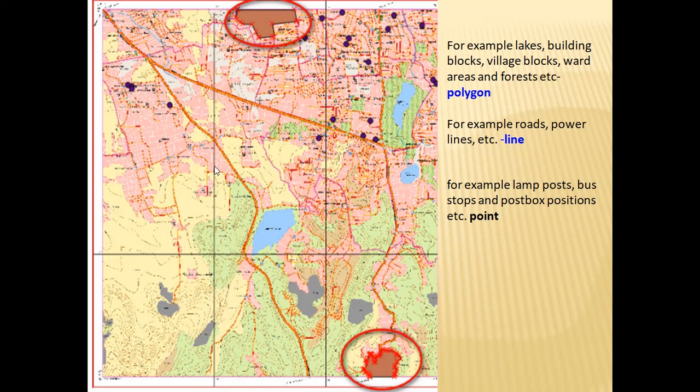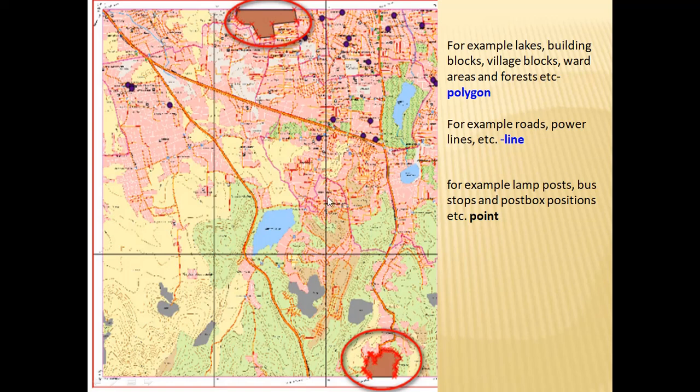Whenever you get a satellite image or topo sheet, first find out which features are present in the topo sheet. Based on the features, you can choose polygon, line or point. For example, in the topo sheet, if you find a road network, then you can take the line tool and do line digitization.